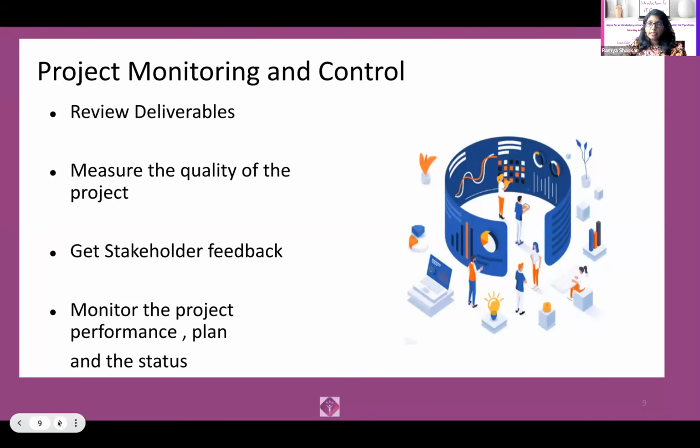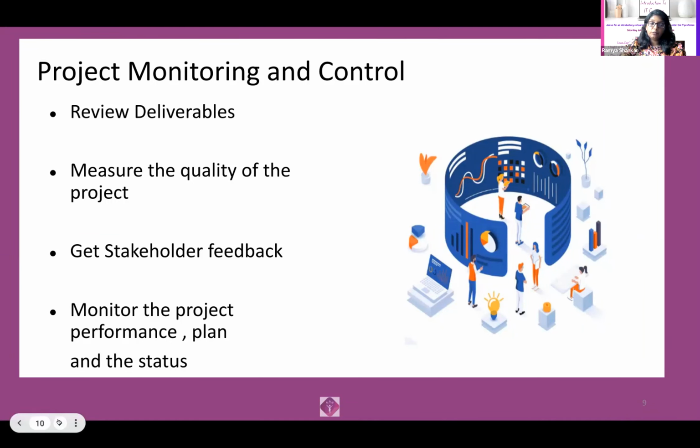We also get the stakeholders' feedback wherein they say, hey, we are happy with it, we can go ahead and launch it. Or if they give feedback, we take it back to the software development team, get it fixed and come here. So as you can see, various parties and systems are involved in this phase of project monitoring.